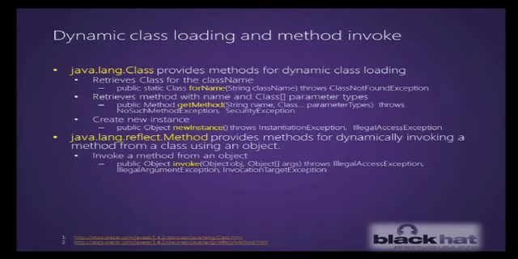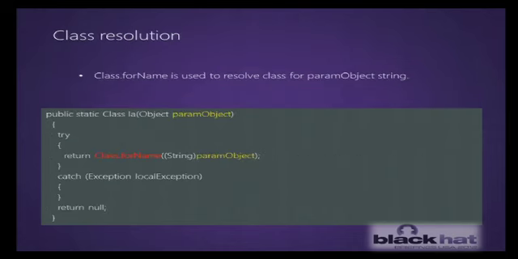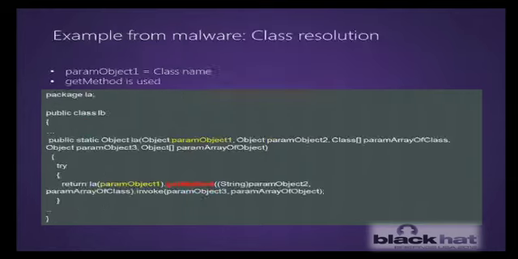In this way, the code that is running some specific method from a class will not appear in the code, the bytecode itself. So you should run the code to see what they are doing. For example, this one is from the actual malware that is exploiting 0507. This part is about class resolution. The first argument, param object 1, is actually the class name. They are passing the class name, and it is passed to here. And they are calling Class.forName to look up the class, and they are just returning it.